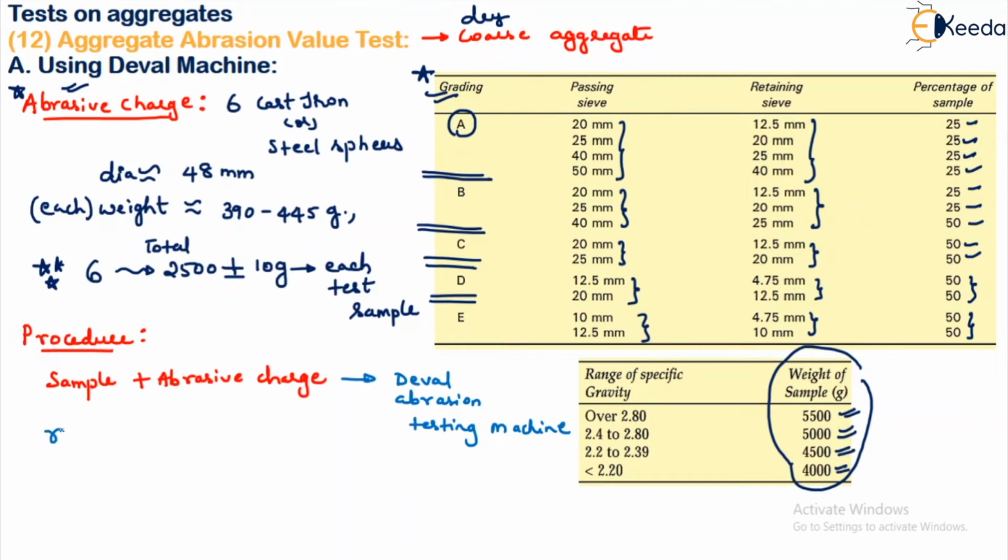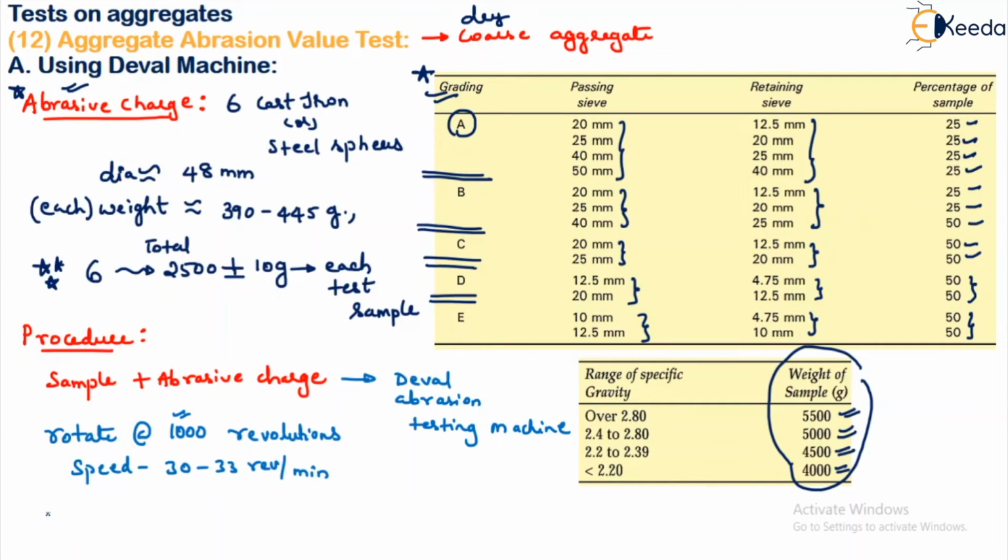Now we have to rotate this machine for 1000 revolutions, and the speed you have to maintain is somewhere around 30 to 33 revolutions per minute. So until you complete your 1000 revolutions, you have to do it. Once this is completed, you have to stop it, remove the sample and the abrasive charges.